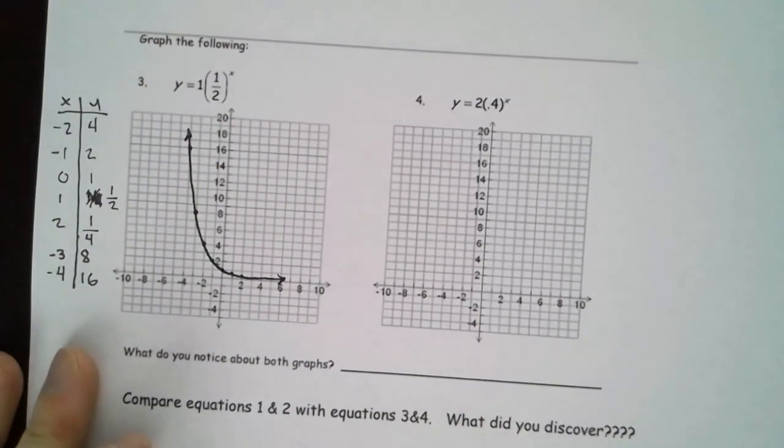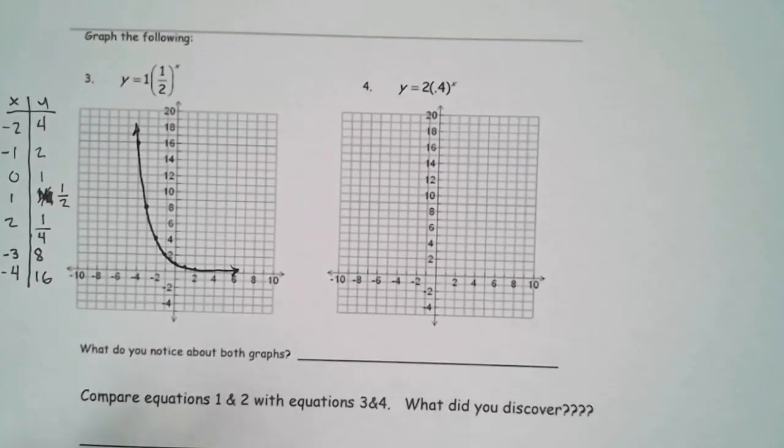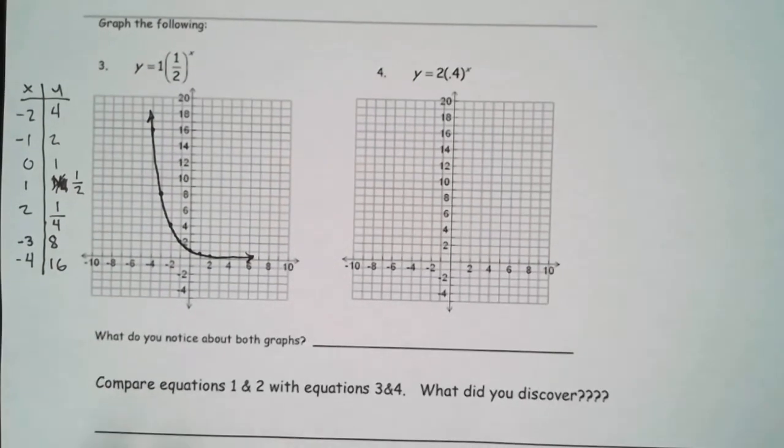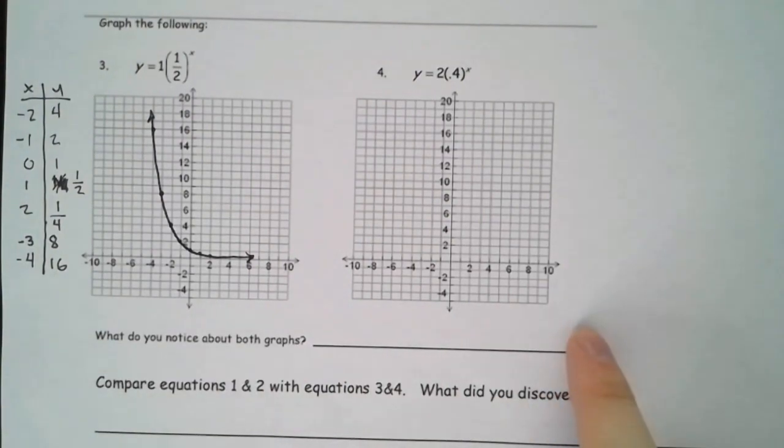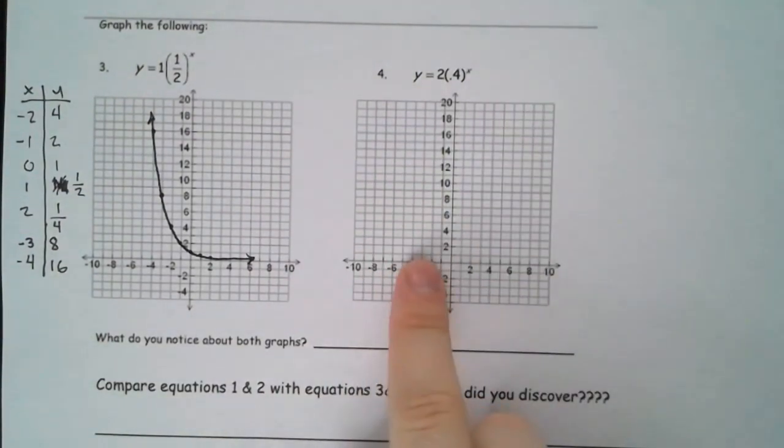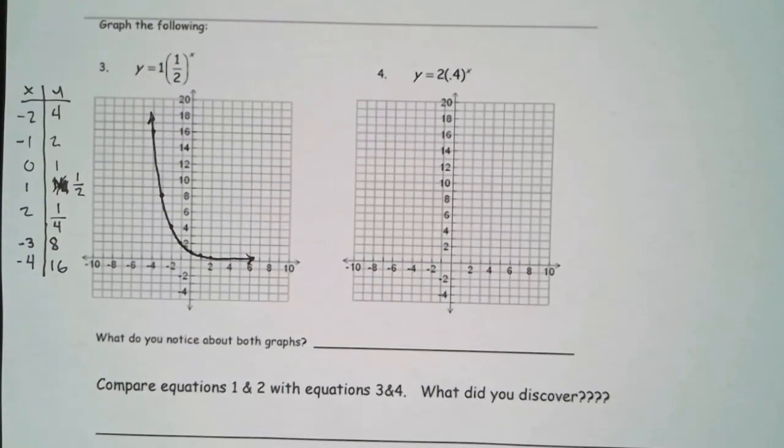So that is what that graph looks like. I want you to go ahead and do a similar thing for number 4. Make a table off to the side and go ahead and plot your points on number 4. I'm going to pause the video and I want you to work on that. Pause the video right now.